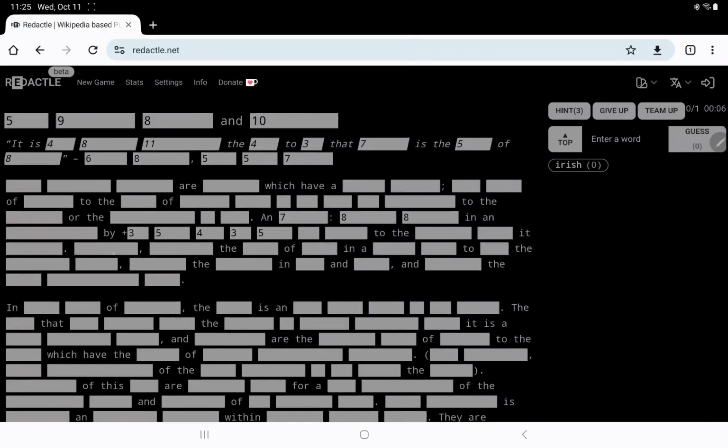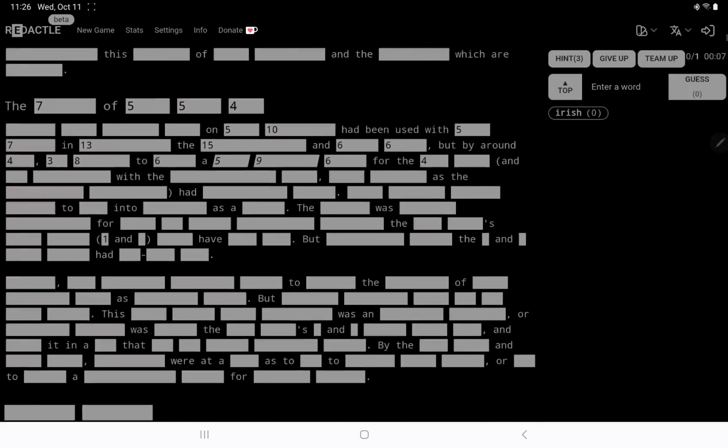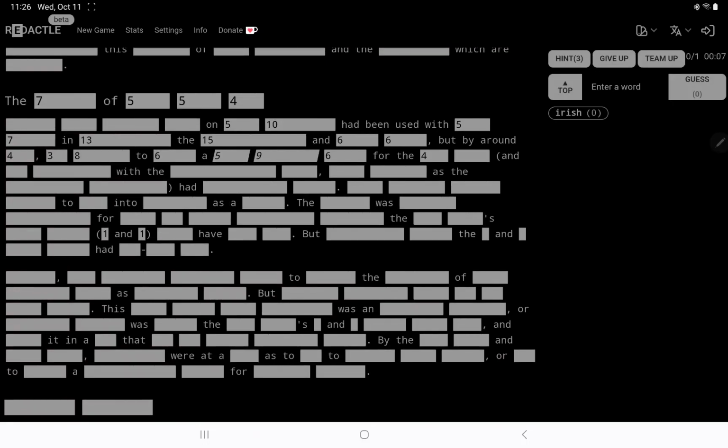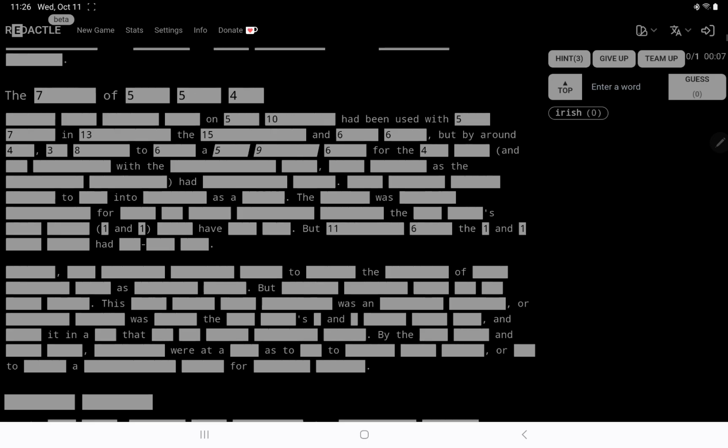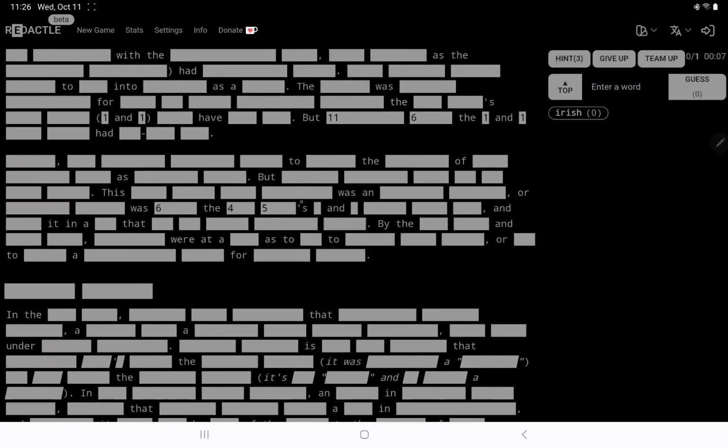Sorry, there was a plus sign here. In an 13 by plus 3. What is it, a 3-digit number? In an something by plus 3, 5, 4 something something. No, that doesn't mean anything to me. We do have single characters here that I'm having trouble clicking on. Something the 4 5s. 1 and 1.